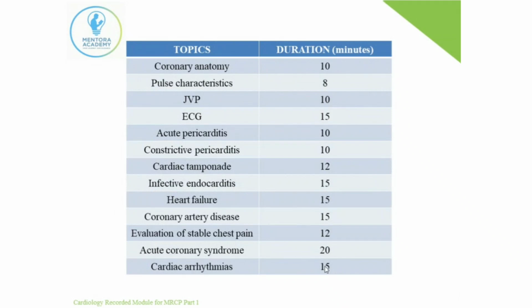And in today's topic on cardiology, these are the topics which we are going to cover in this recorded lecture. It starts from coronary anatomy, pulse characteristics, JVP, ECG, pericardial diseases such as pericarditis, cardiac tamponade, infective endocarditis, heart failure, coronary artery disease, including approach to chest pain and cardiac arrhythmias.